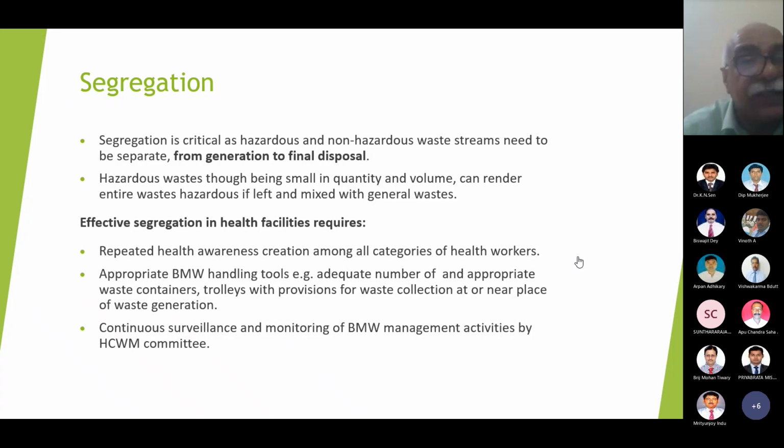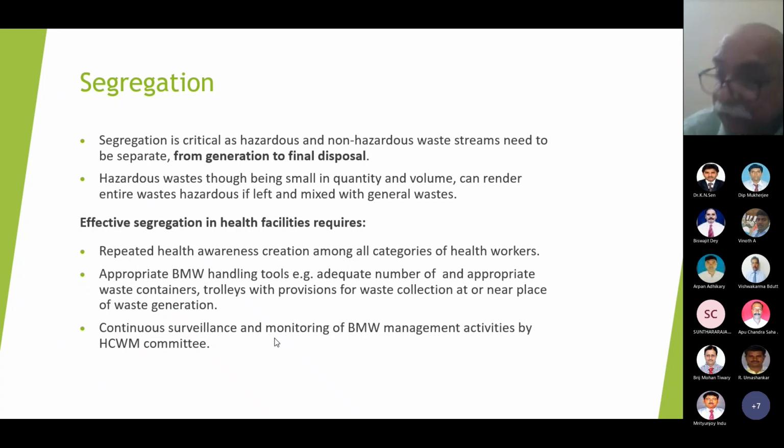So that is why you have to understand that segregation is a critical step and it has to be ensured at all costs in all healthcare facilities. Effective segregation requires repeated health awareness creation among all categories of health workers. It requires similar messages on a repeated basis so that it becomes an intuitive response on the part of the persons who are handling the waste, as well as those generating the waste in the healthcare facility. Plus, it also requires availability and usage of appropriate biomedical waste handling tools.